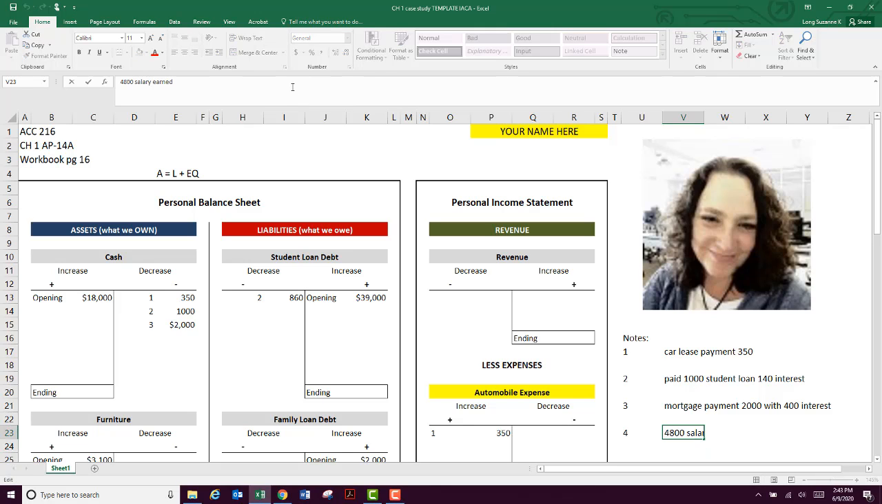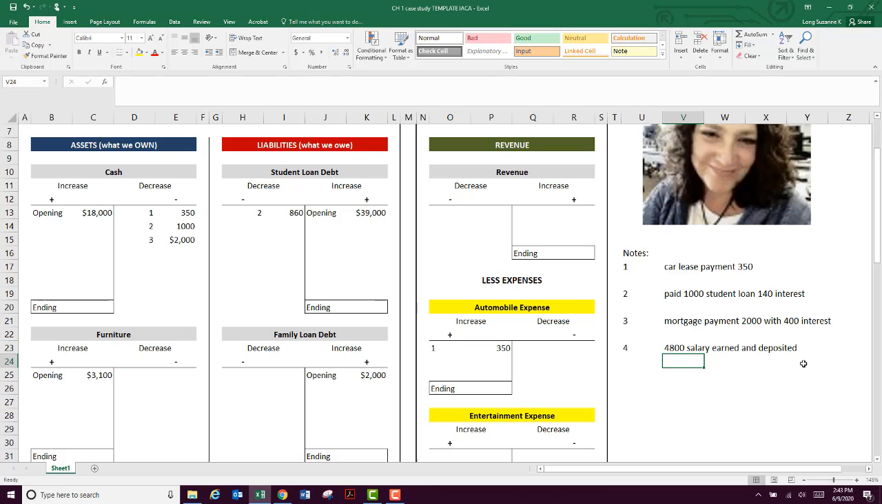Maybe I should add that. Deposited is a trigger word. So when you see deposited, that's cash. That's the bank. You know, this money was deposited in the bank. Increase, deposit, cash receipt, more cash, deposit, increase, 4,800.